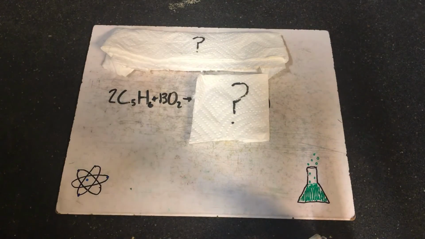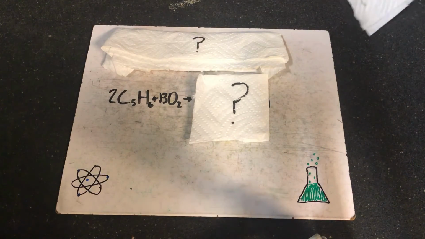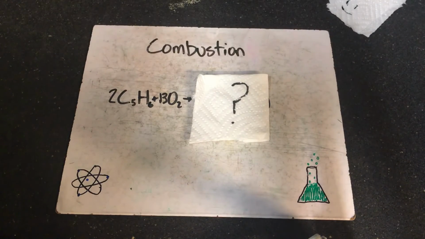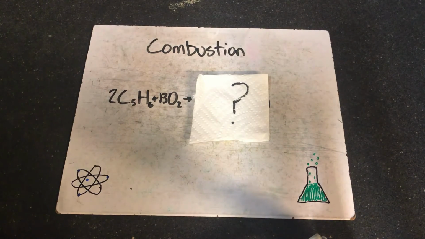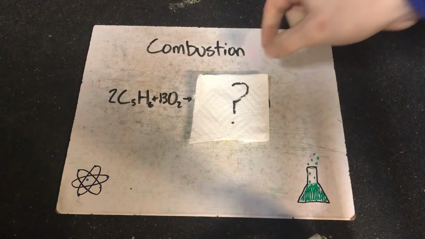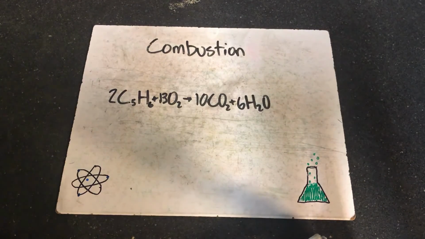Lastly, our equation is C5H6 plus O2. Although it is easy to think that this might be a single displacement reaction, it is actually combustion. You can tell because it follows the formula of a carbon-hydrogen compound plus oxygen. Because of this, you know that the products will be H2O plus CO2. Now that you have this, all you have to do is balance the equation. First, you balance the carbons, then the hydrogens, and finally the oxygens. This equation balances to 2C5H6 plus 13O2, which yields 10CO2 plus 6H2O.